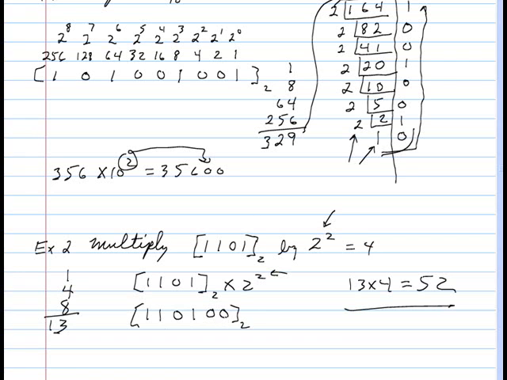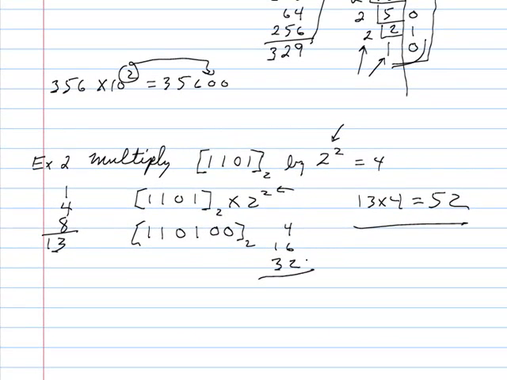This says no ones, no twos, but 1 four. No eights, but 1 16 and 1 32. And we add them up. 4 and 16 is 20, 20 and 32 is 52. We do indeed get the number 52.